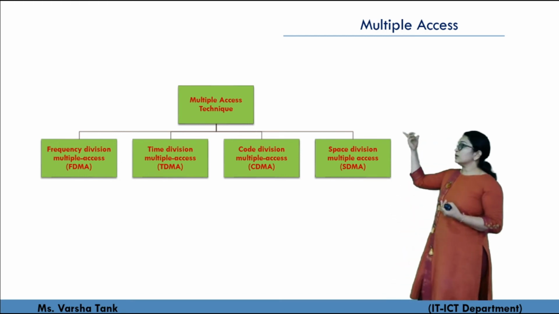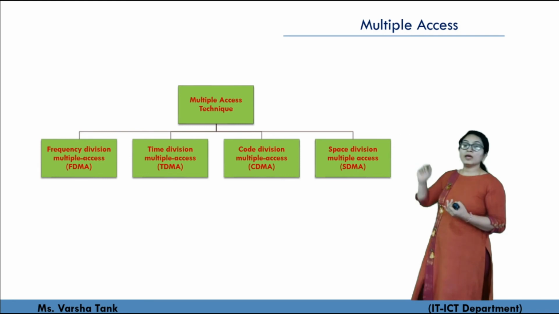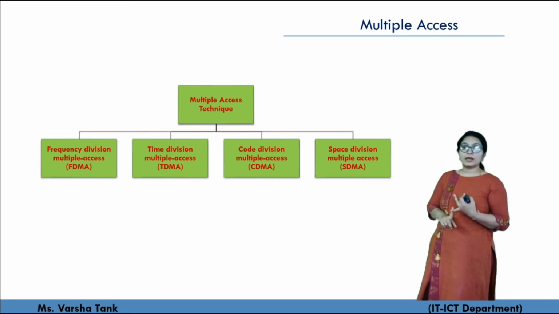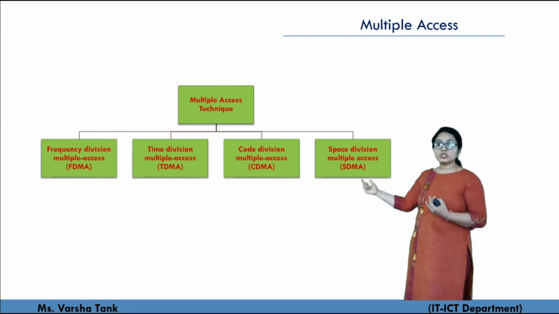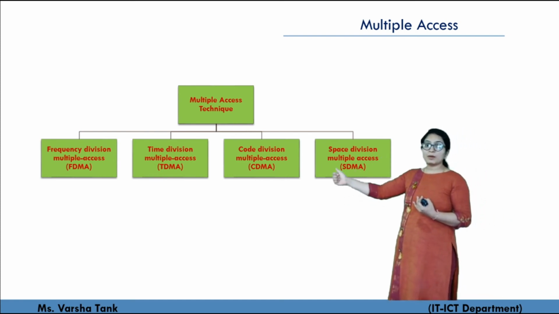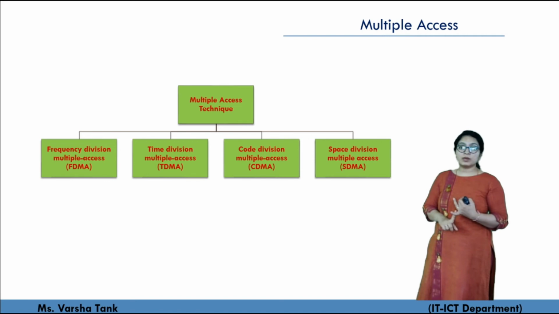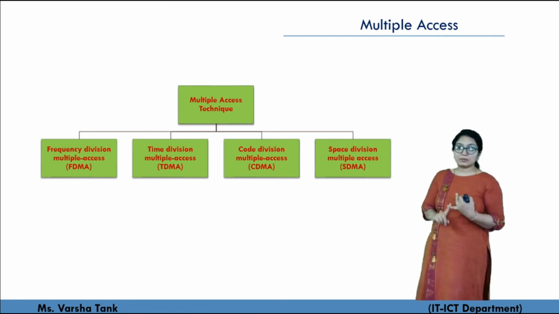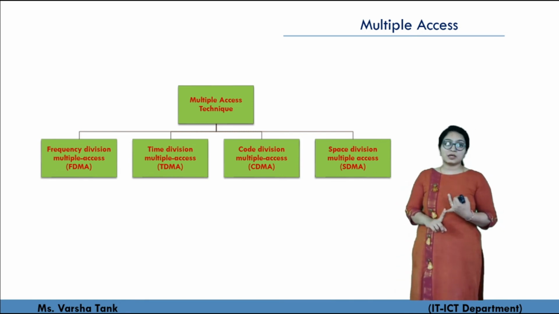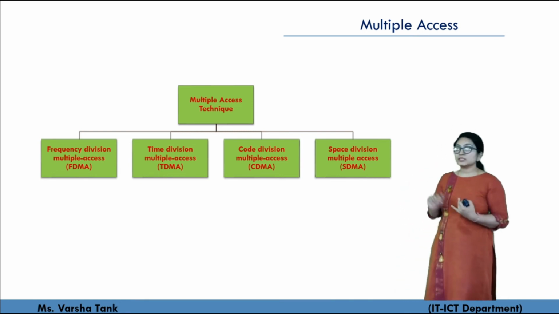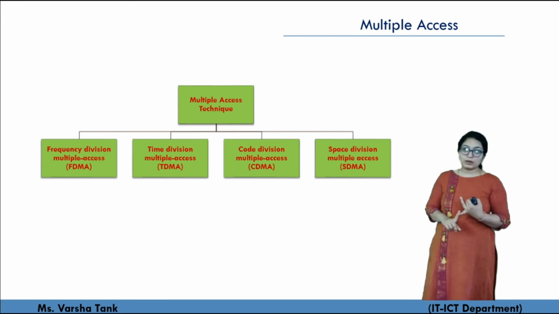In this way, based on multiplexing we have different types of multiple access: frequency division multiple access, time division multiple access, code division multiple access, and space division multiple access. So based on multiplexing we have these four types of multiple access.